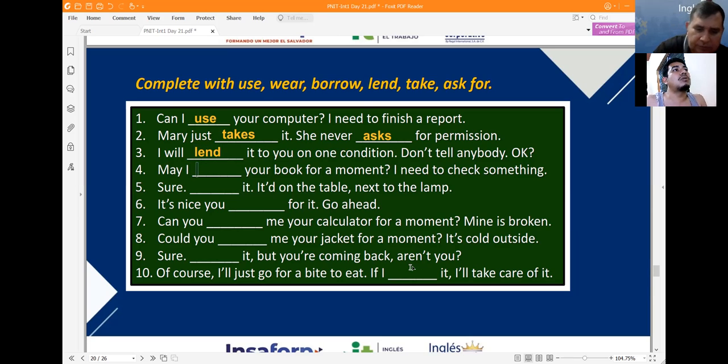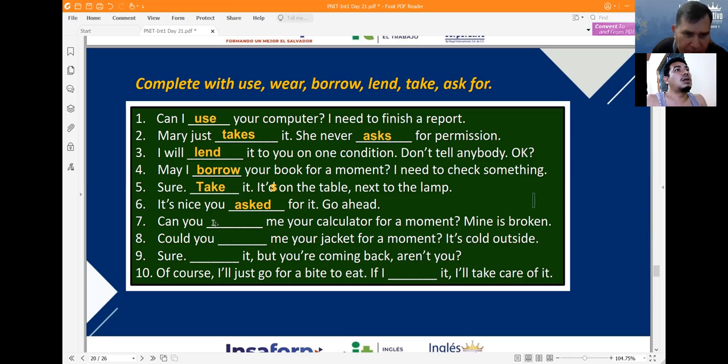May I borrow your book for a moment? I need to check something. Sure. Take it. Here is a mistake. It's, its. Okay. It's on the table next to the lamp. It's nice to what? It's nice you ask for it. Okay. Or you asked for it. Go ahead.